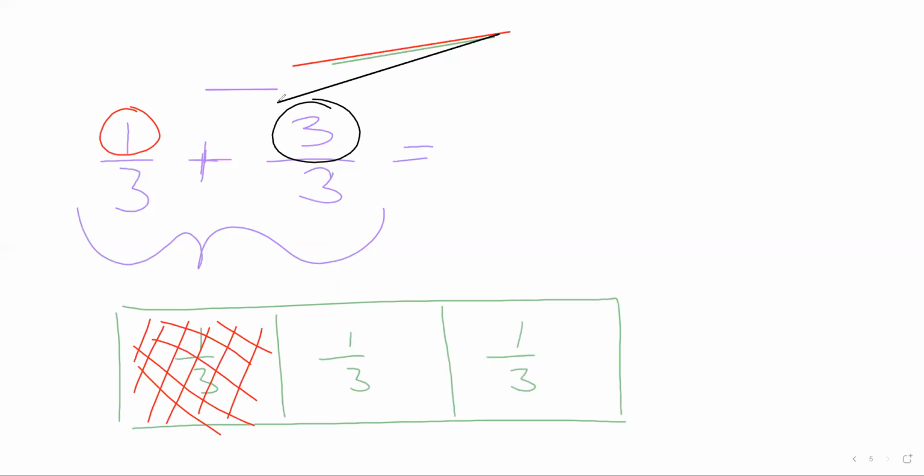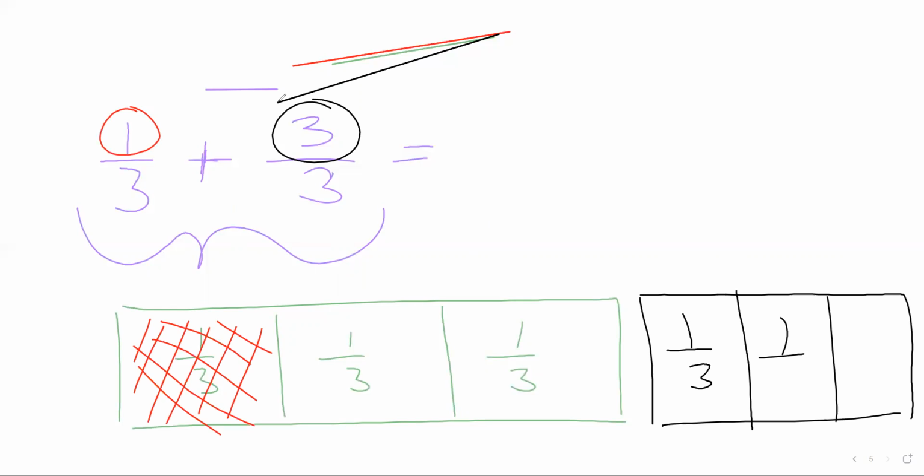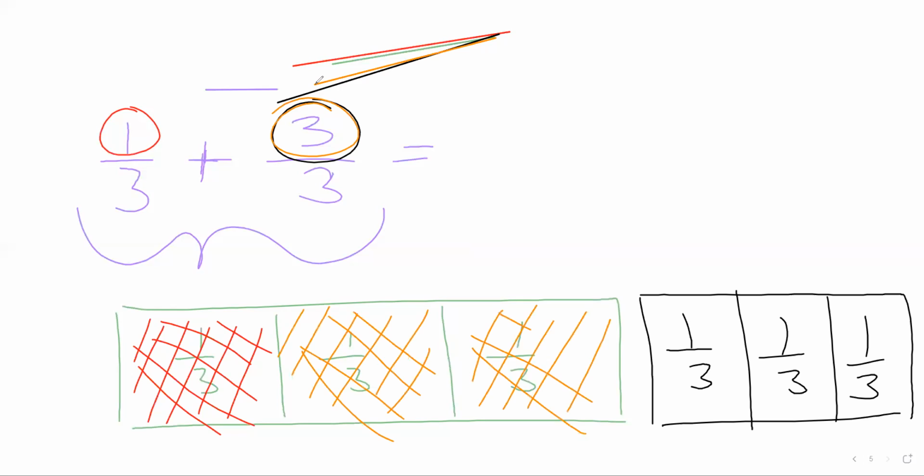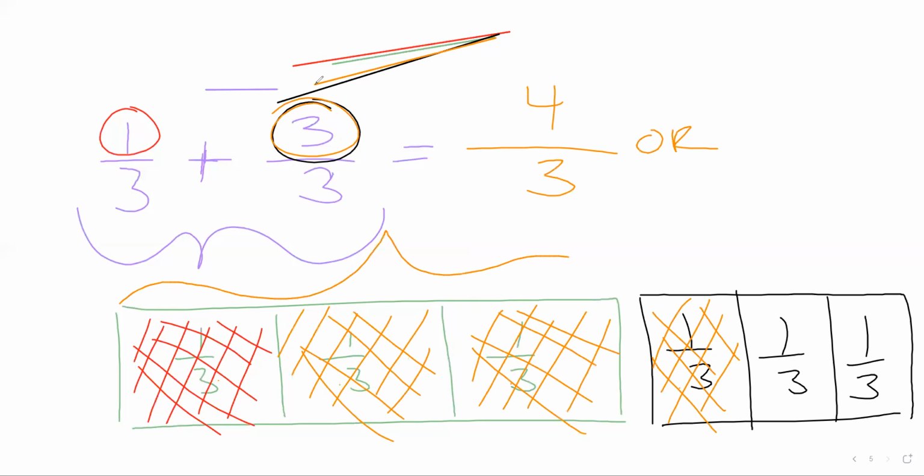Well, I can already see I don't have enough. So I'm going to make a second model. 1/3, 1/3, 1/3. And again, we have to shade in, in a color we haven't used yet, 3 of them. So 1, 2, 3. So when we put all these together, I have 1, 2, 3, 4 shaded in. And again, the denominator stays the same. So I have 4/3. Or again, notice this right here is 1 whole. That's the number 1 because it's all of it. So I have 1 and 1/3 left over.